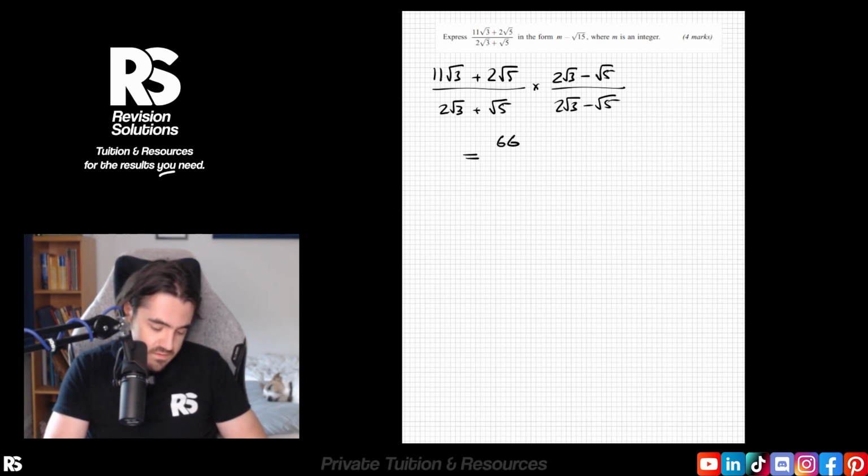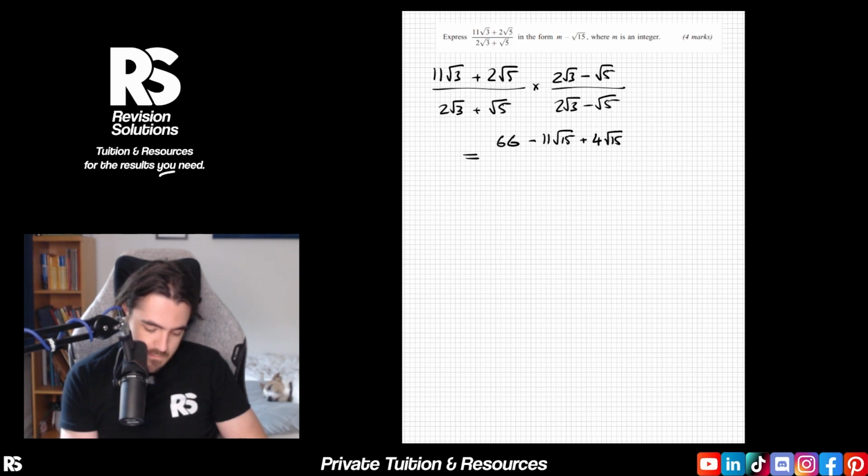So you have 66. We've got 11 root 3 times minus root 5. Well, root 3 times minus root 5 would be minus root 15. So we'd have minus 11 lots of root 15. Then we've got 2 root 5 times 2 root 3. So that would be plus 4 lots of root 15. And then we've got 2 root 5 times minus root 5. Root 5 times minus root 5 would be minus 5. And then multiply that by 2, we get minus 10.